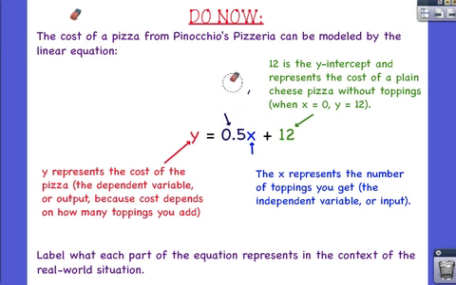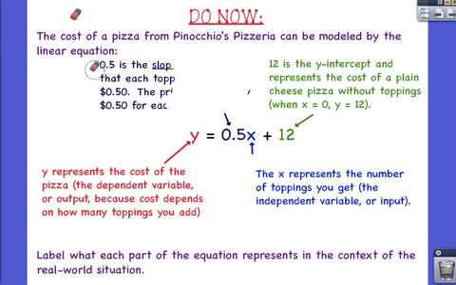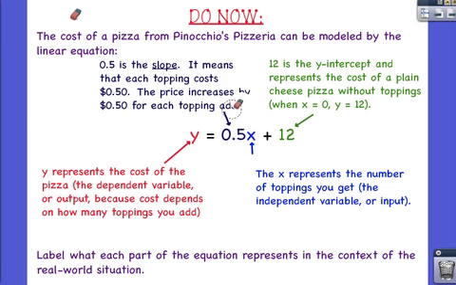Now the 0.5 represents the slope, which is the rate of change of your cost compared with the rate of change of the toppings. That means that each topping costs 50 cents, since the total price increases by 50 cents for each additional topping.